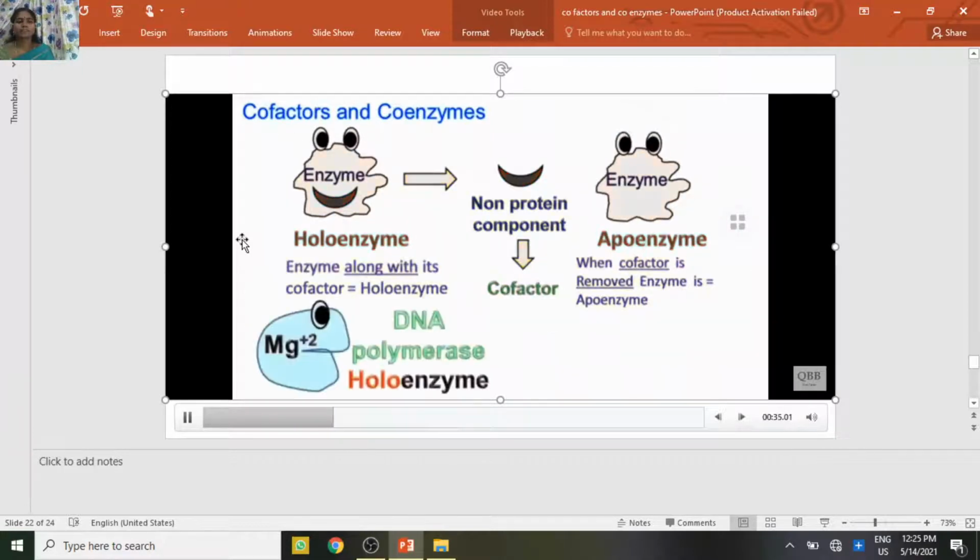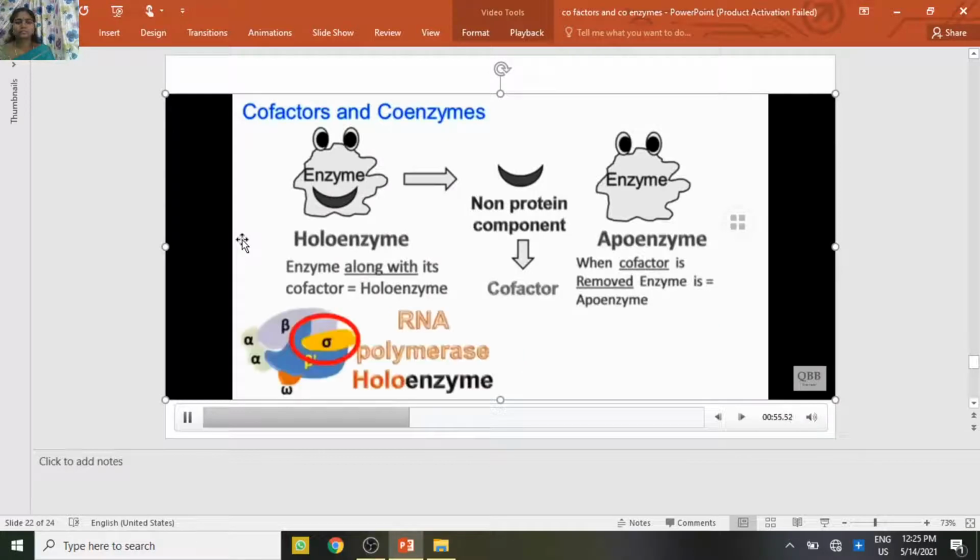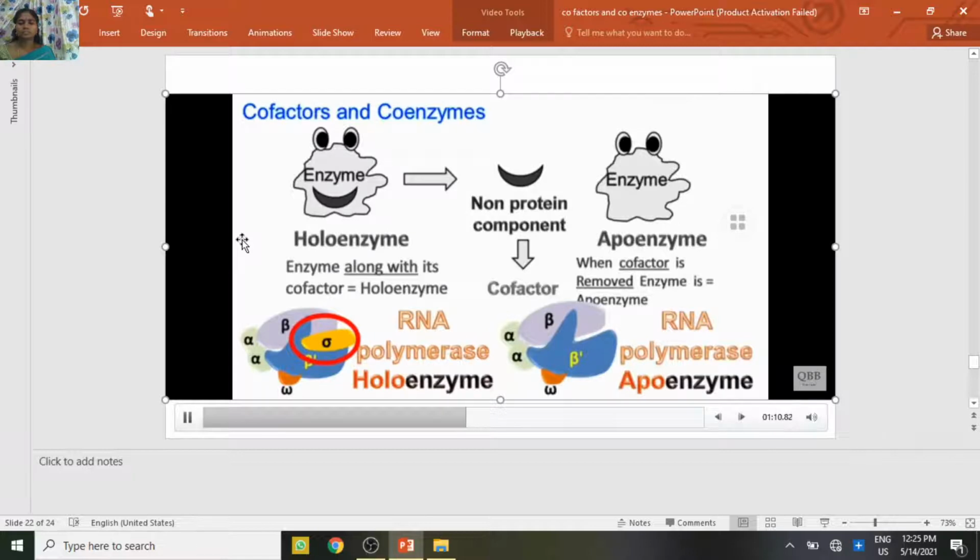For example, DNA polymerase requires magnesium ions for its function. The DNA polymerase along with magnesium ions is called a holoenzyme, while the DNA polymerase without magnesium ions is called apoenzyme. Same is true for RNA polymerase. The RNA polymerase requires sigma factor for its function. The RNA polymerase along with the sigma factor is called holoenzyme, while the RNA polymerase without the sigma factor is called apoenzyme.